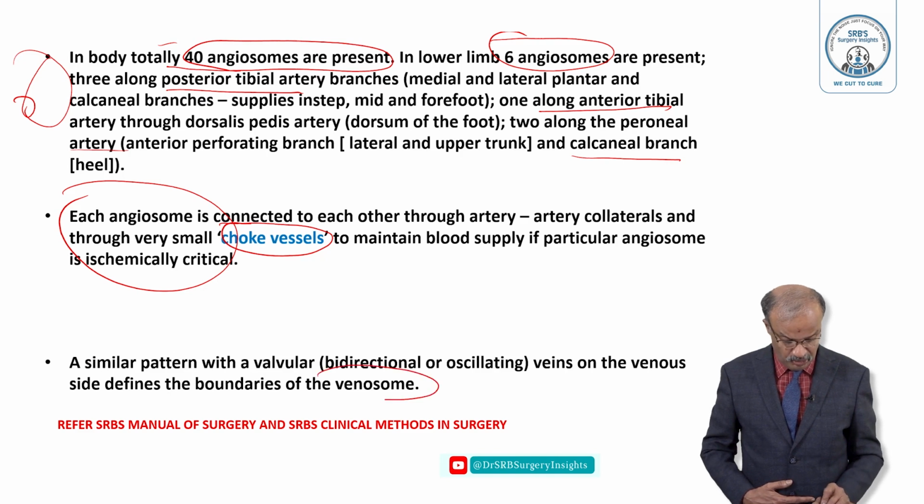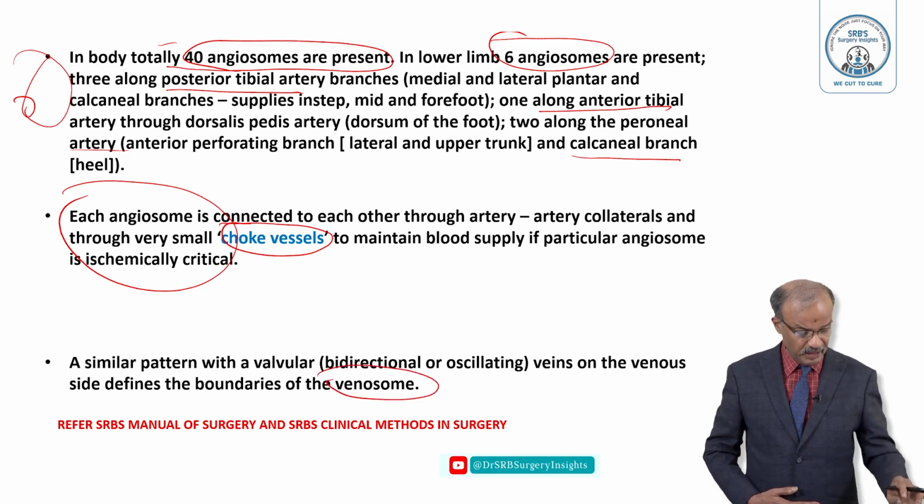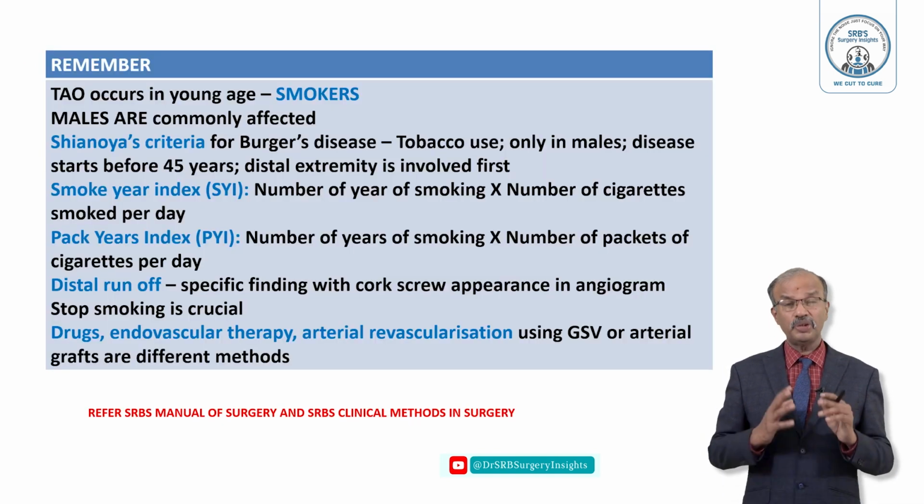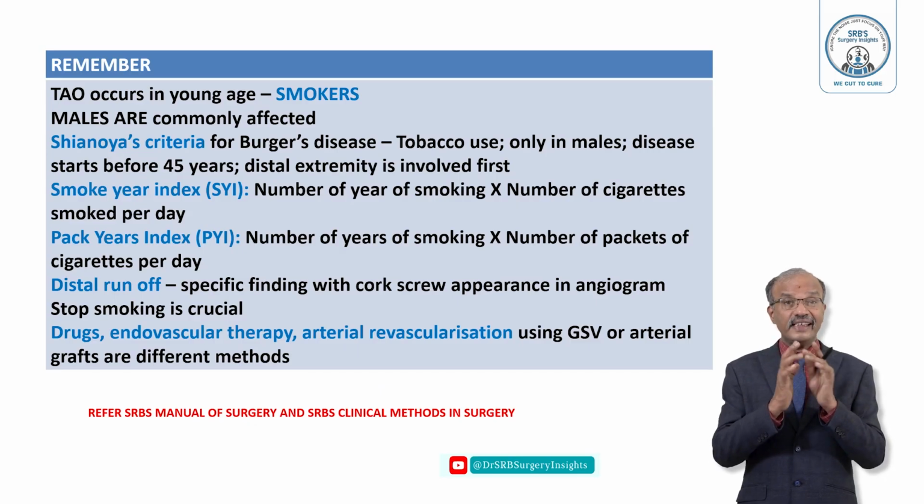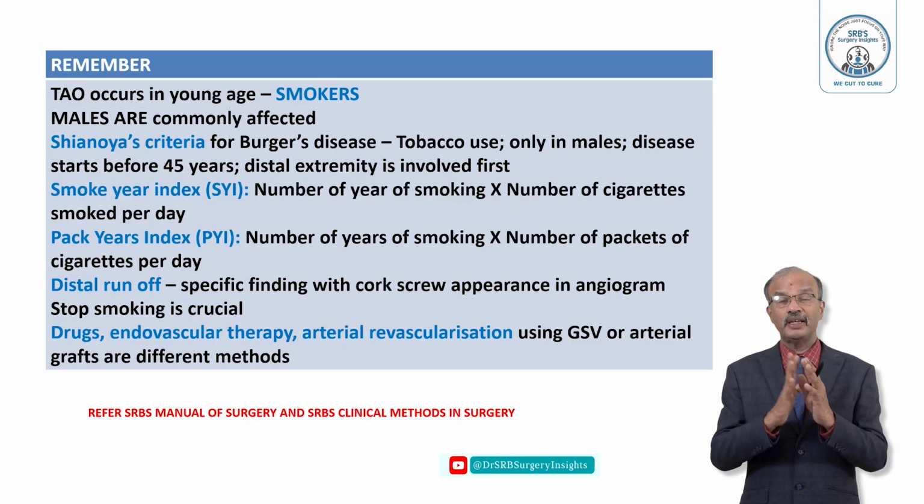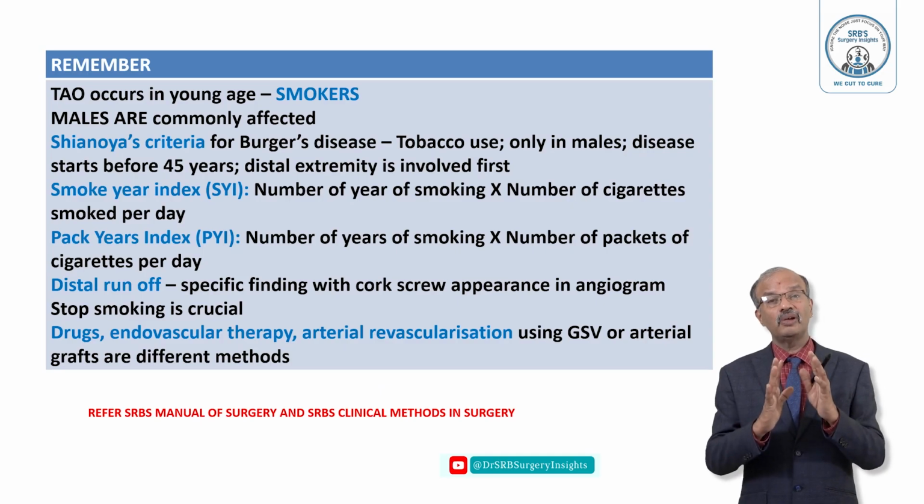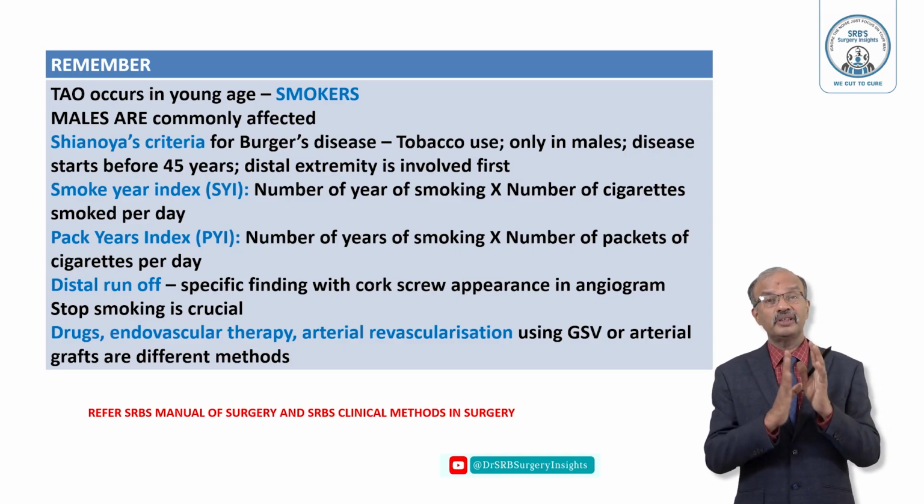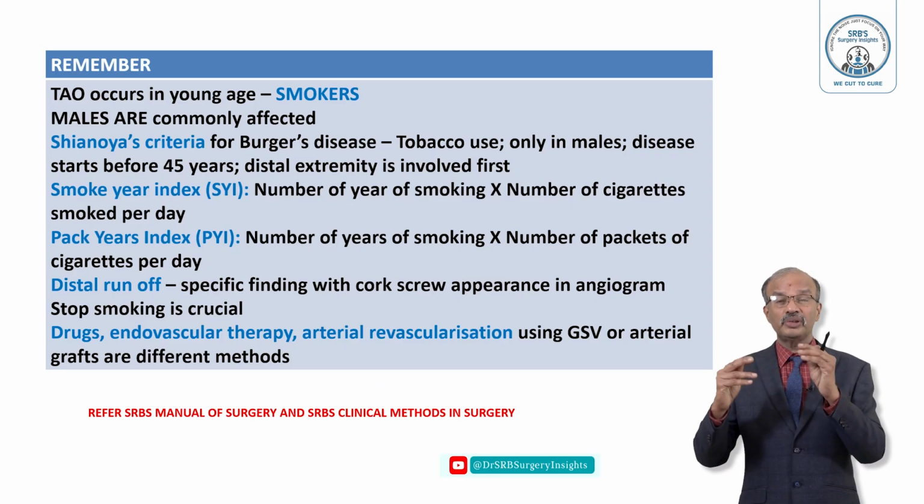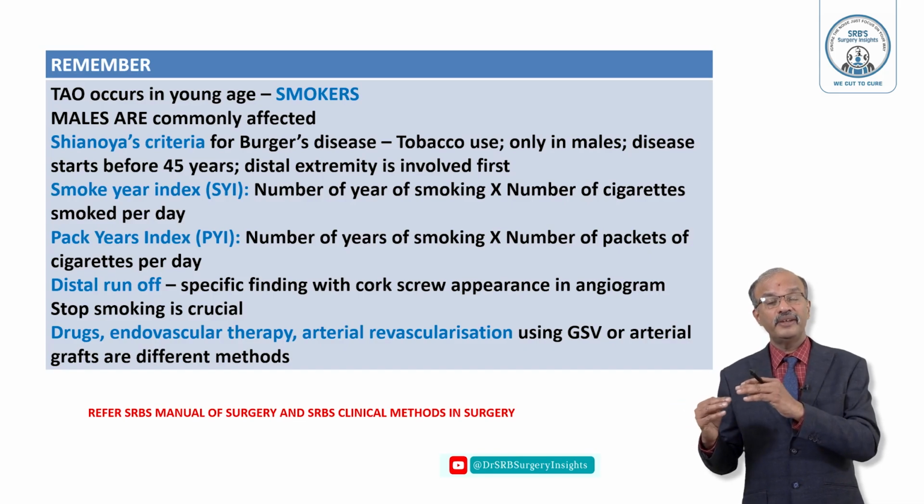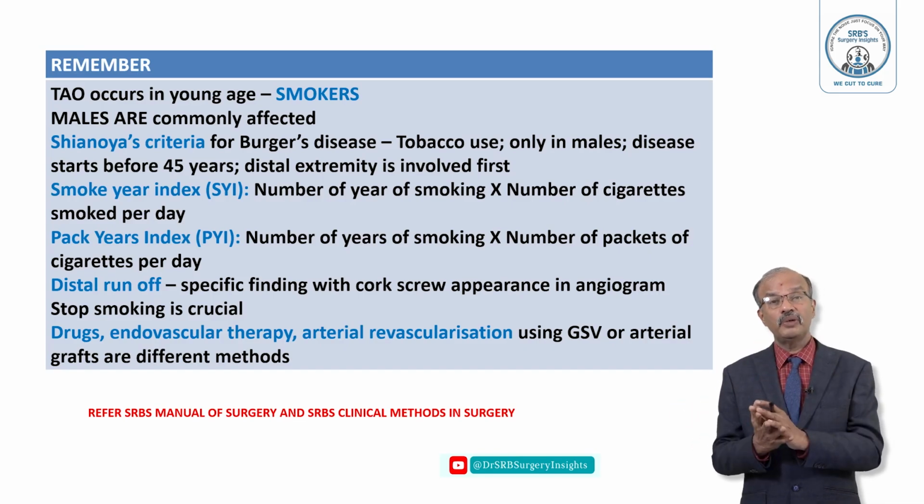Similarly, there is a venosome also. I'm not going to discuss that. So remember, this is most important. Angiitis, thromboangiitis obliterans, TAO, also called Buerger's disease, is a very common long case asked. It is the main question in theory, and 3 short cases on the treatment of TAO, investigation of TAO, and clinical features of TAO.